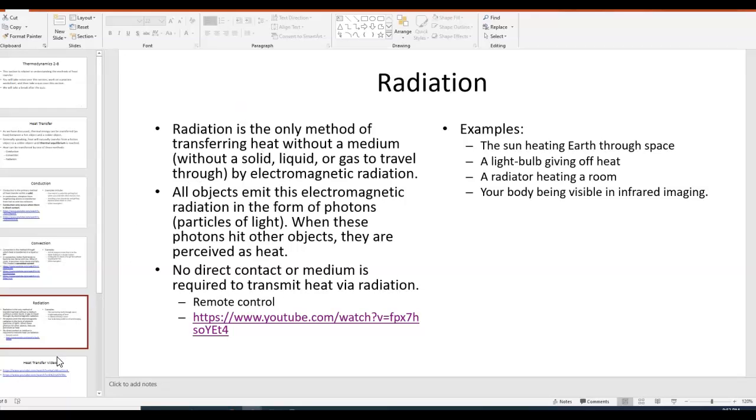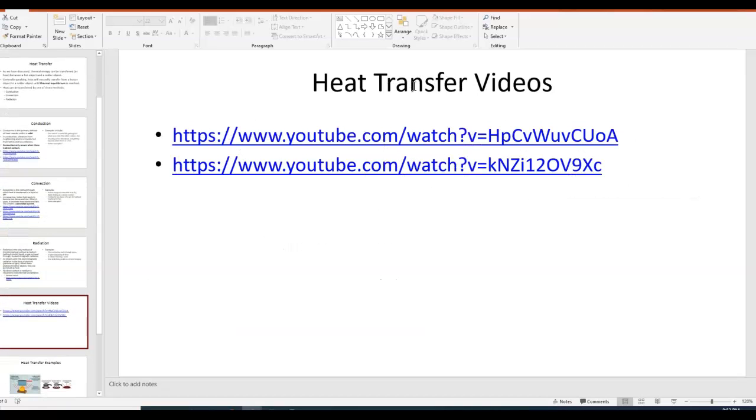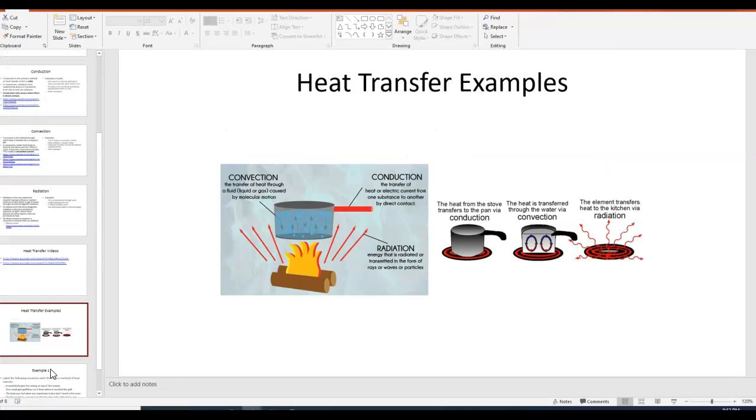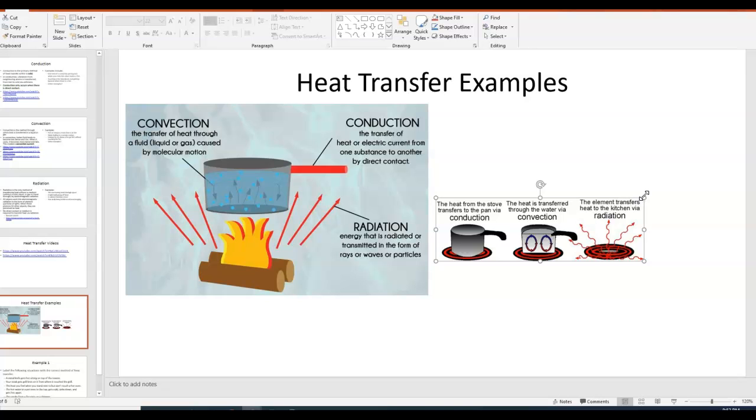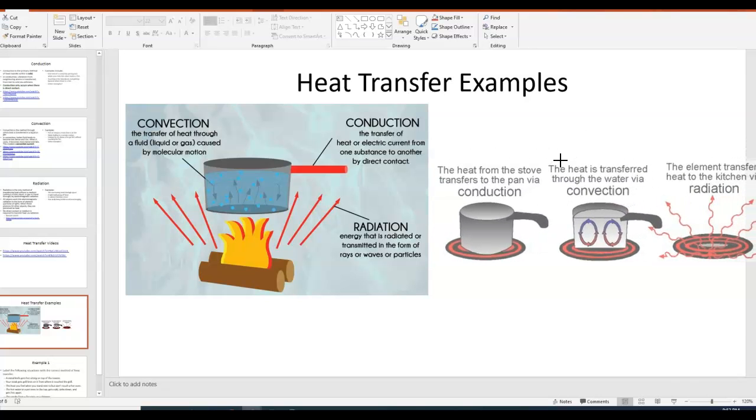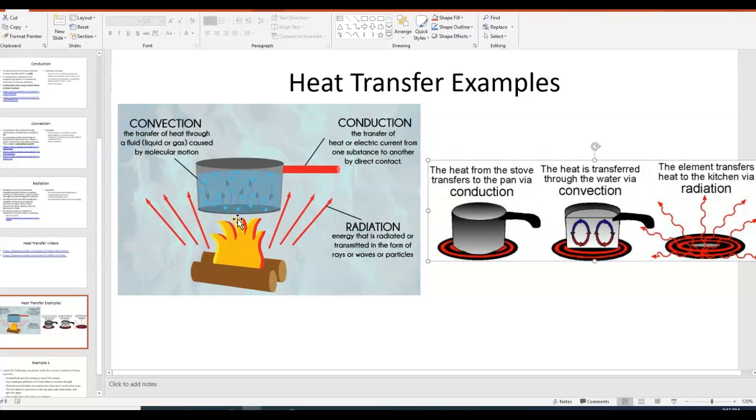Those are the three methods of heat transfer. I'm going to link these two videos, and I want you to check them out. They should give you a better understanding of how the different methods of heat transfer work. Here we have two pictures showing you some more examples of conduction, convection, and radiation. I'll let you read the diagrams for yourself, but you can definitely have more than one type of heat transfer in a given situation.